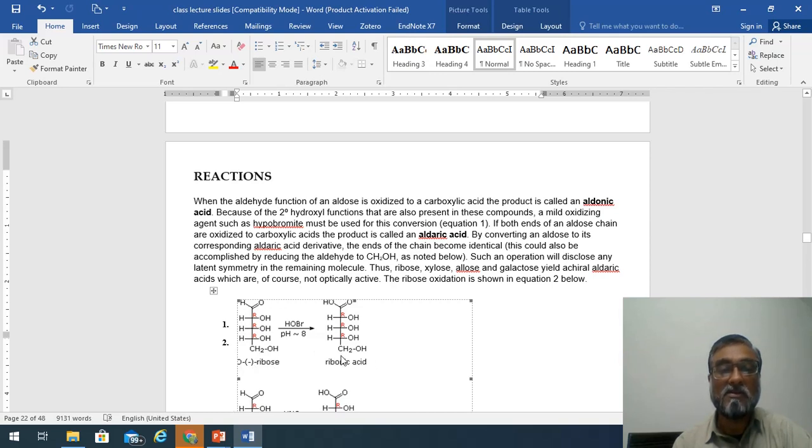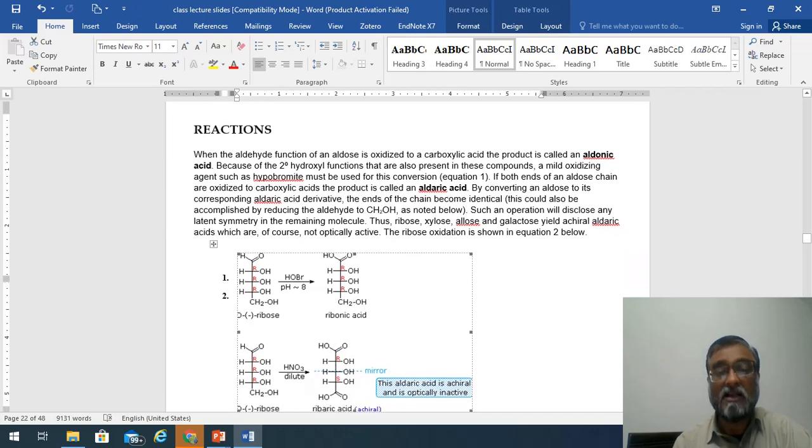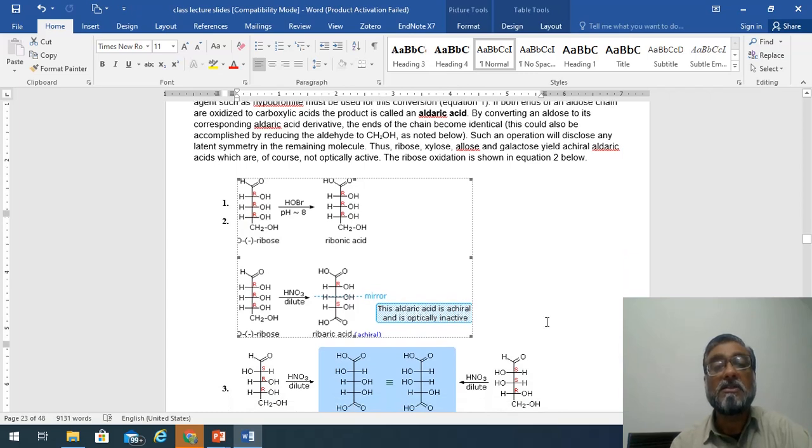If you have glucose, that will be converted into gluconic acid. The aldehyde part is converted into the COOH part. So this is the onic acid: from ribose, ribonic acid; from glucose, gluconic acid; from allose, allonic acid. Only this first carbon is changed into the carboxylic acid. This happens under the mild condition. You can see the pH is about 8 and bromine water is being used.